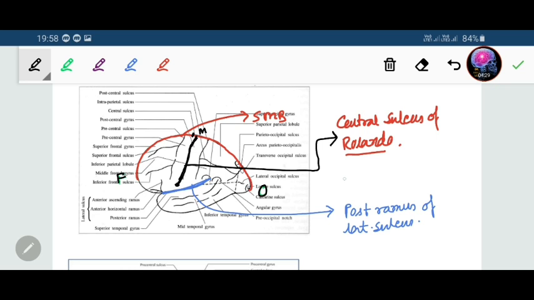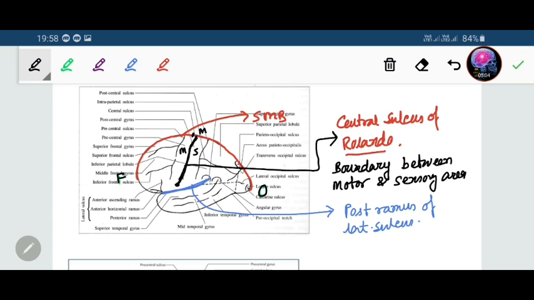The central sulcus forms the boundary between the motor area of the cerebral hemisphere in front, so in front is the motor area, and the sensory area behind, and behind is the sensory area. Boundary between motor and sensory area.